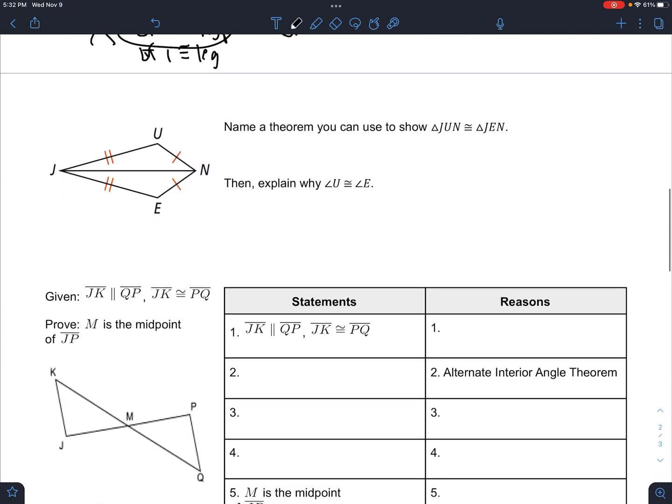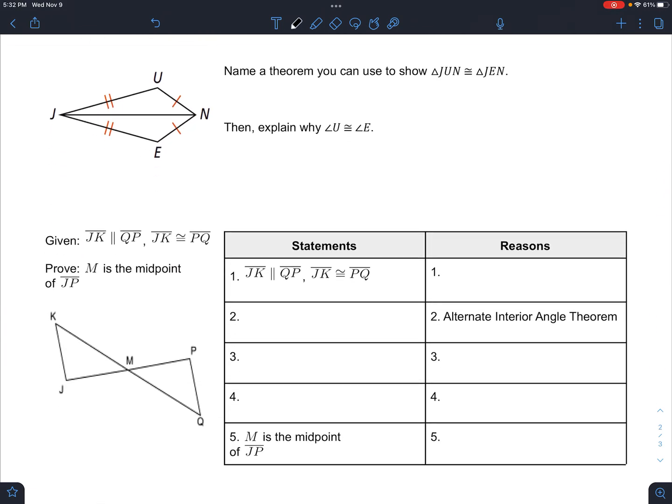Okay, so that's what it looks like as a proof, but let's just look at maybe one that isn't a proof to give it some contrast. Name a theorem you can show to show the triangles are congruent. I mean, they have a shared side. So wouldn't that mean that they are congruent by SSS? That's the reflexive property. The shared side idea.